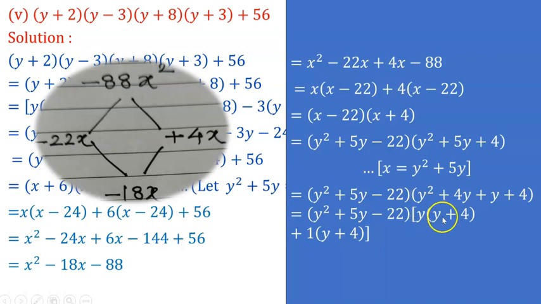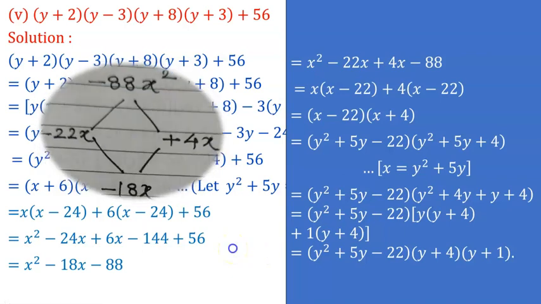If you take y as common, then in the bracket you will get y + 4. Take 1 as common from these two terms. Then in the bracket you will get y + 4. Take y + 4 as common. Then the remaining terms, that is y + 1, in the next bracket. And hence the required factors are (y² + 5y - 22)(y + 4)(y + 1). Okay, and these are the required factors.